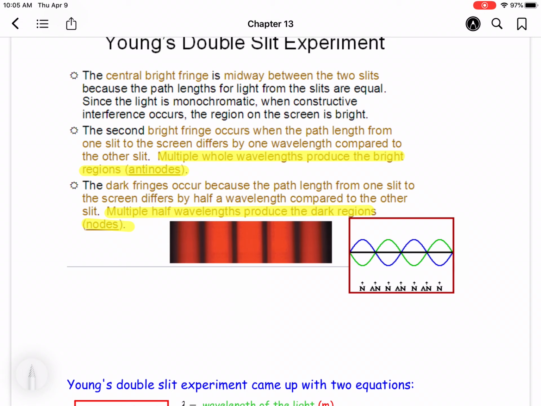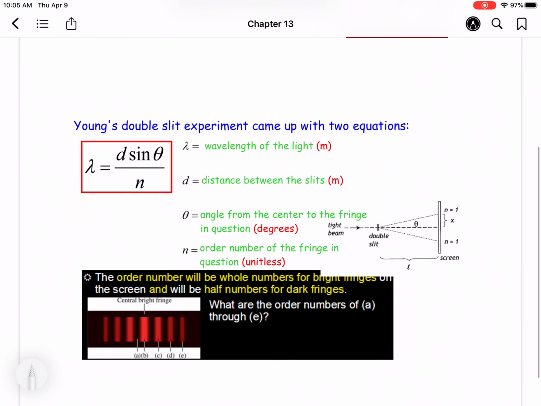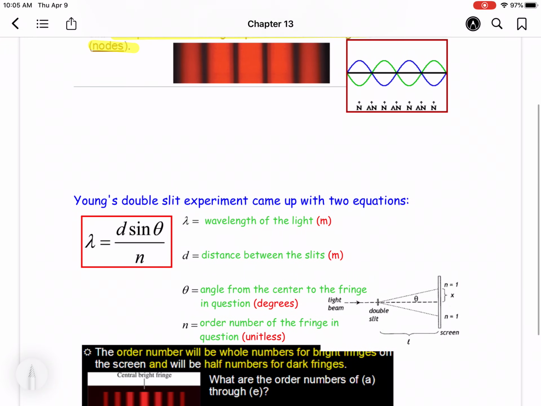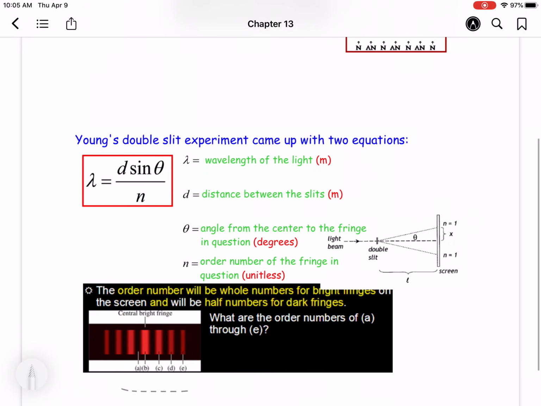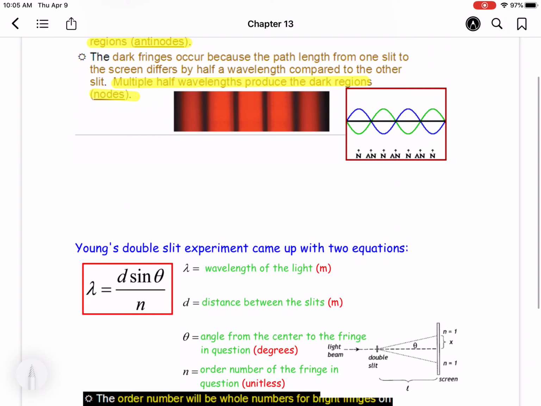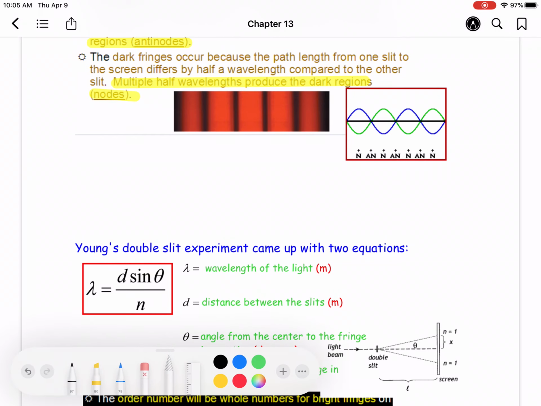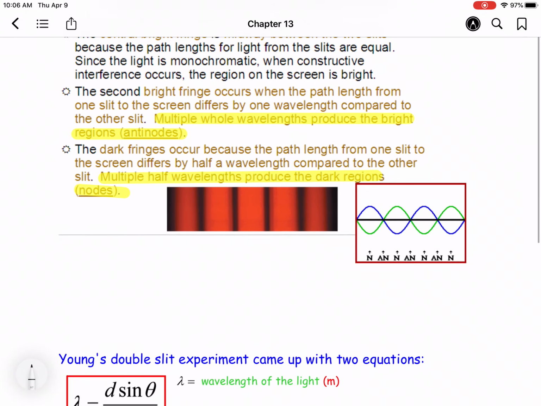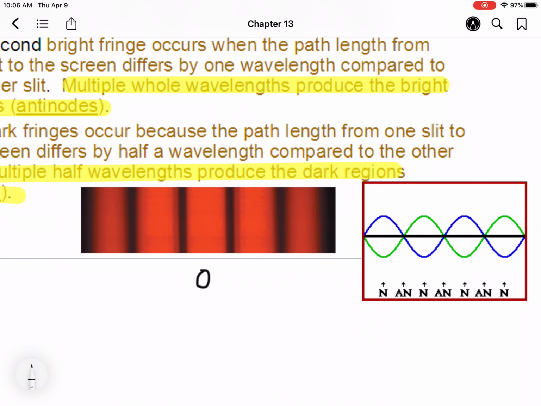We can use those terms, but the best way to do this is, instead of saying nodes and antinodes, to call it the order number. Order number basically means we start at the center being 0. I'll label it up here just to make it a little easier. This is 0 because it's the central bright. There's always a bright at the center.